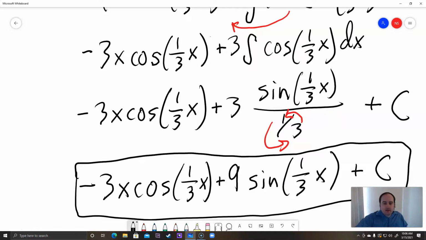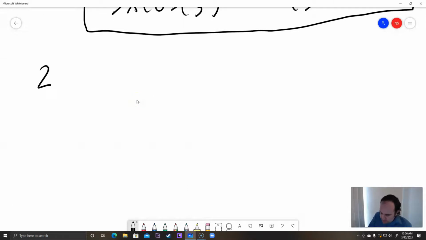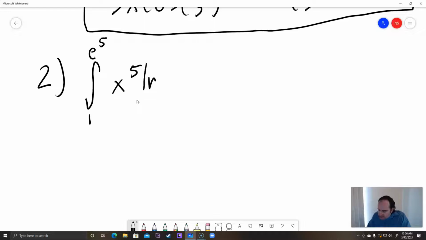Alright, so let's take a look at problem number 2. For this one, we're going to have a definite integral: the integral from 1 to e to the 5 of x to the 5th ln of x dx.